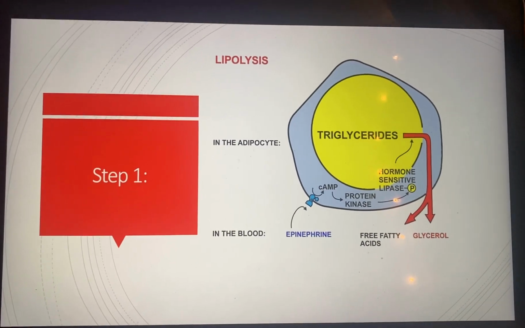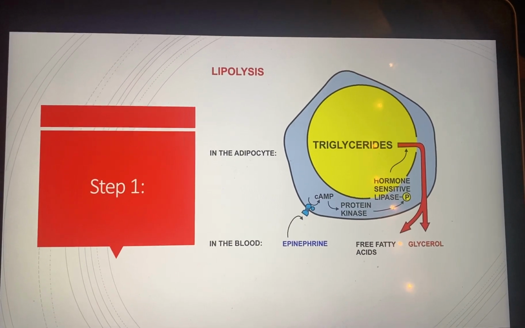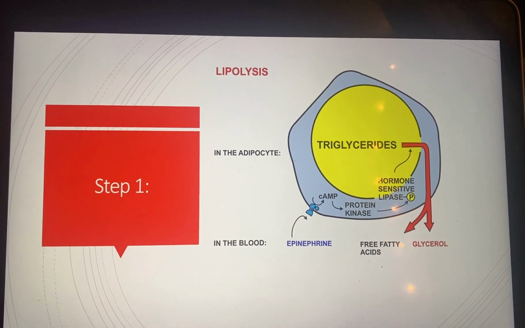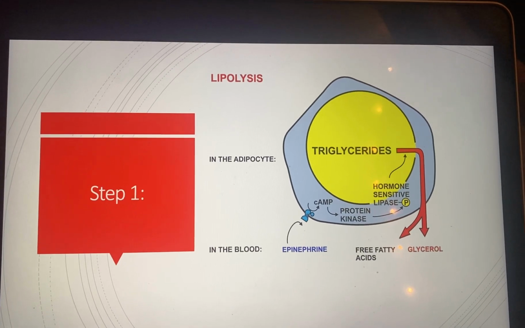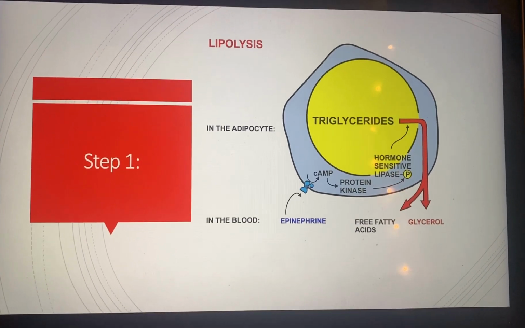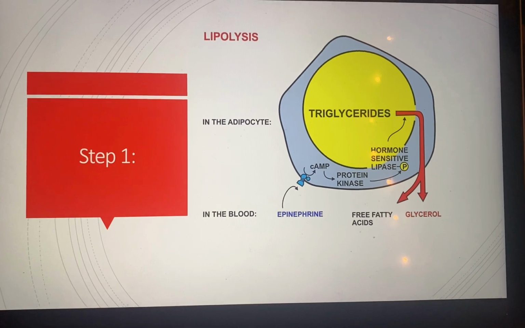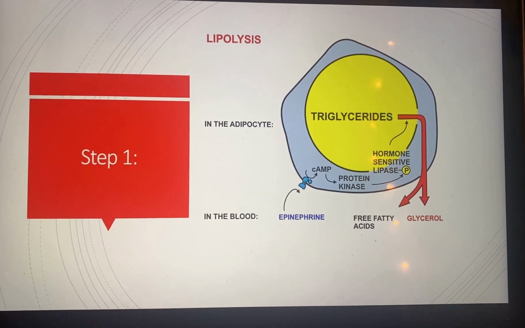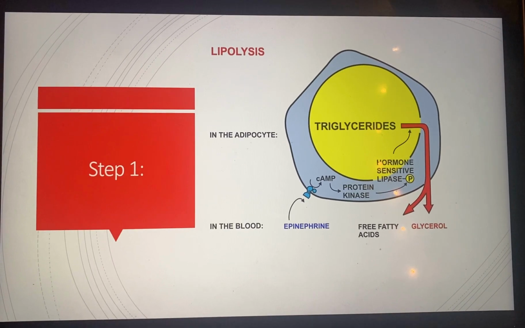So step 1 is lipolysis, and this is basically just fat breakdown, and this must occur to give us the free fatty acids. Otherwise, the fats are stored in adipose tissue and aren't readily available for cells to be used as fuel.